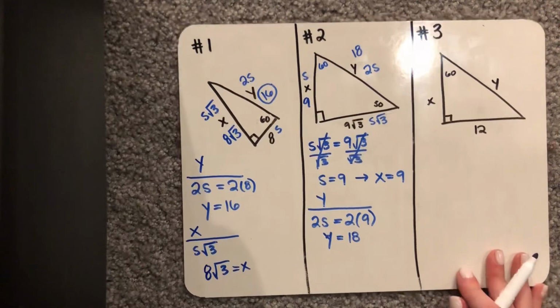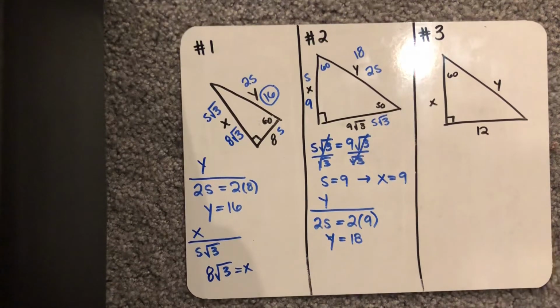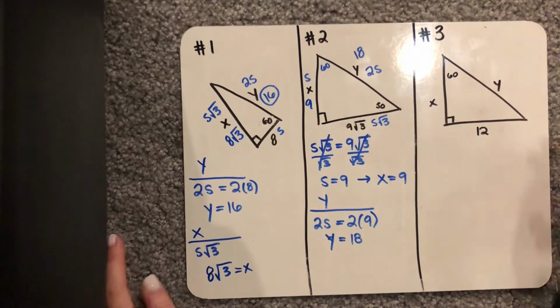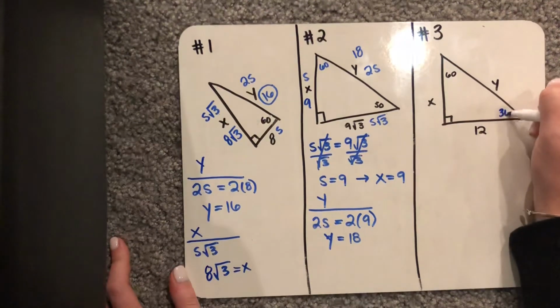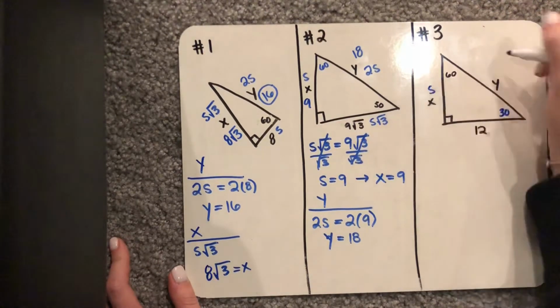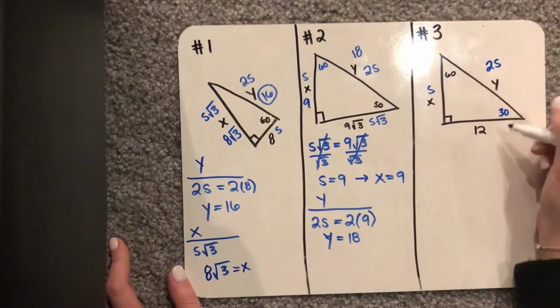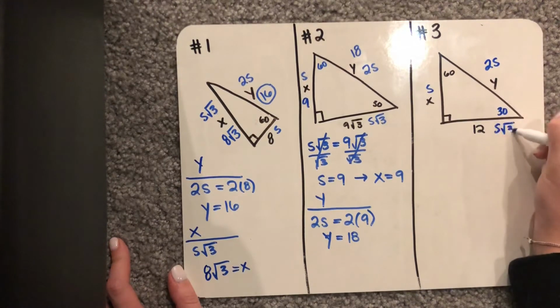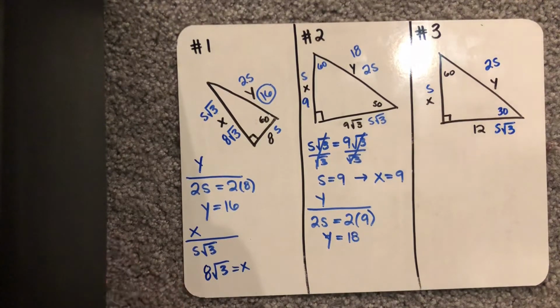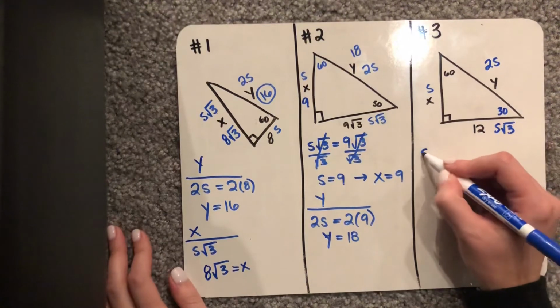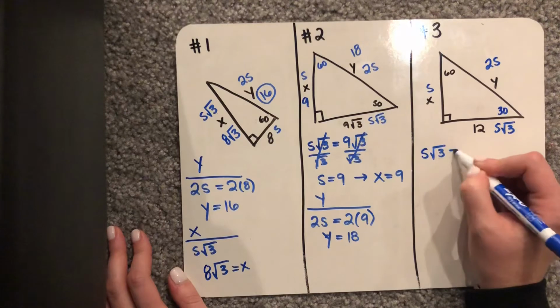And then finally for number 3, we're going to label our sides. So we know this missing angle is 30. So I have S, across from the 90 is 2S, and across from the 60 is S times the square root of 3. This one's not as nice to solve for us because 12 doesn't have the square root of 3 next to it. So we're going to have to do a little bit of math.